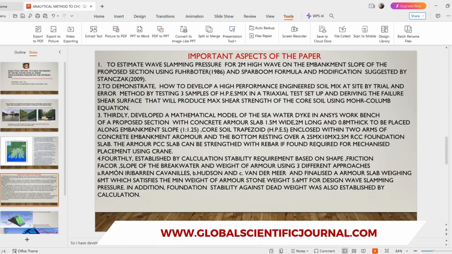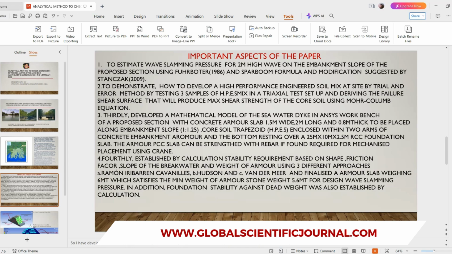In this fourth slide I have mentioned important aspects of my paper. The paper has 4 points. First, to estimate the wave slamming pressure for a 2-meter high wave on the embankment slope of the proposed section using the Führböter 1986 and Sparboom formula and the modification suggested by Stanczak. So in this first aspect, we are estimating the wave slamming pressure, and the wave height considered was 2 meter.